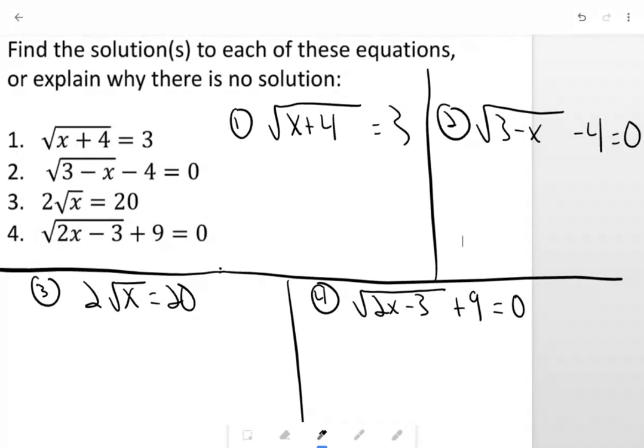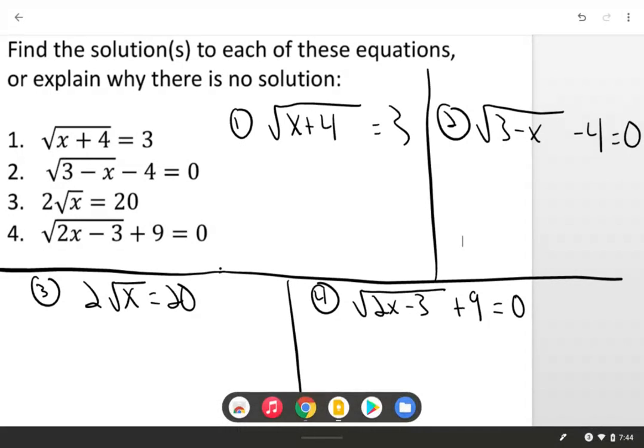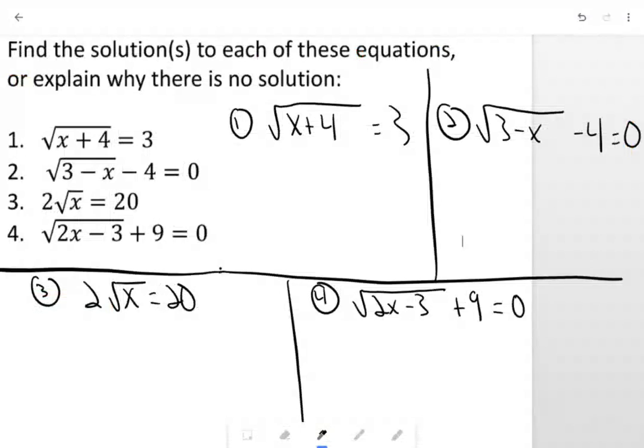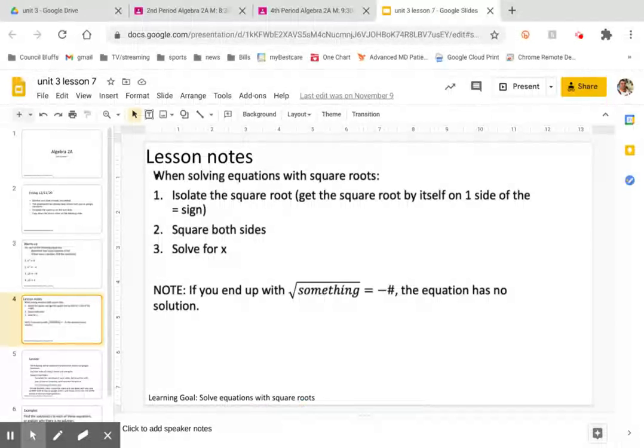So our first example is the square root of x plus 4 equals 3. Our first step is to isolate the square root. In other words, get the square root by itself on one side of the equal sign. Well, in the case of number 1, the square root is already isolated. It is already by itself on one side of the equal sign. So I do not have to worry about step 1. All right, and then the rest is to square both sides.